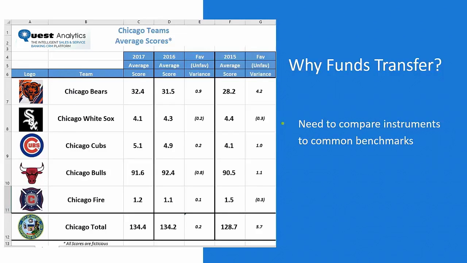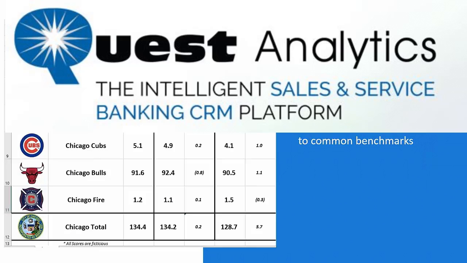These are scores. My bank is called Chicago, and I've got my various instruments. The Bears are averaging 32 points, the White Sox are 4 point, the Cubbies are 5.1, the Bulls are 91. And my average yield is 134. That doesn't mean anything. How are the Bears doing against their competition? How's the White Sox doing against the competition? I need to know how the Bears are doing against relevant football teams that could care less what they're doing against the Sox and the Cubs and the Bulls.